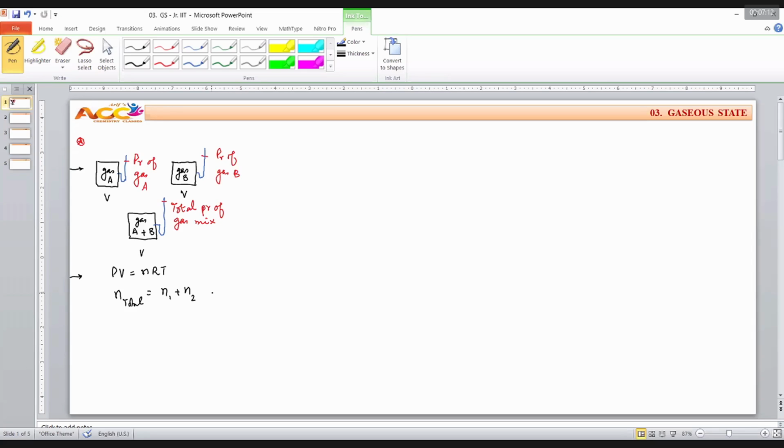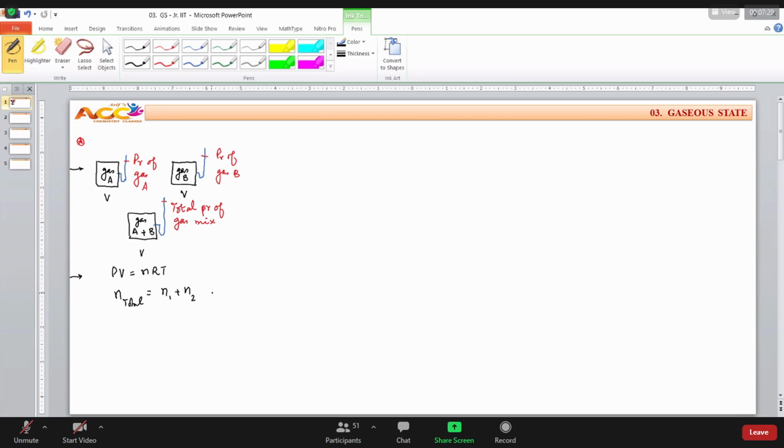For example, N2 plus 3H2 gives you 2NH3. N2 plus 3H2, how many moles? 4. Right? Gives you 2NH3. How many moles? 2 moles. 4 are going to 2. Right? Carbon monoxide plus half mole of oxygen gives you 1 mole of carbon dioxide.